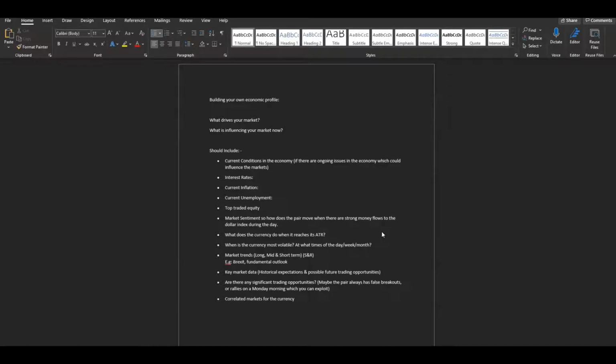So what is the top traded equity in the country? For the UK, it's the FTSE 100.